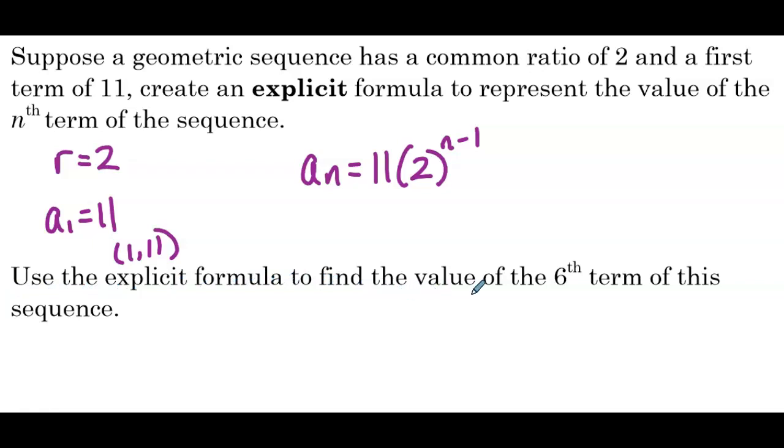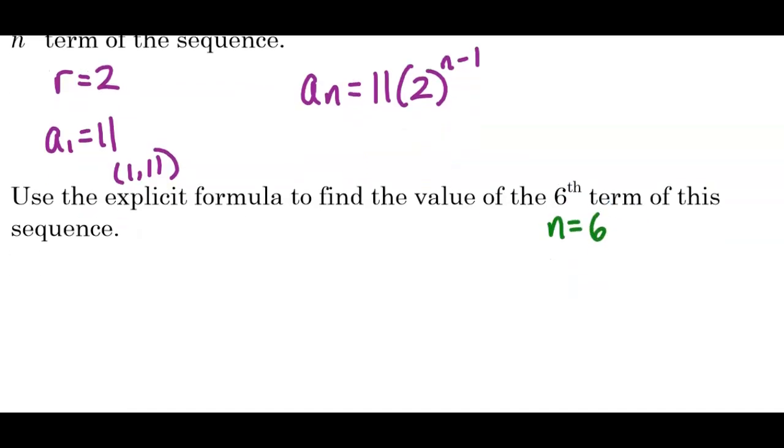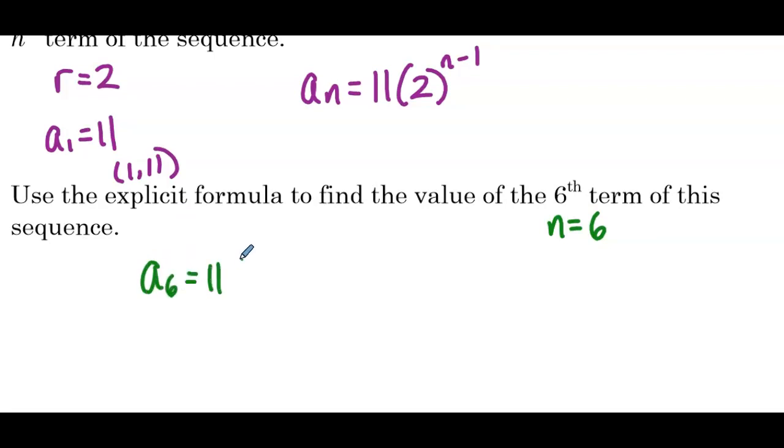Use the explicit formula to find the value of the sixth term of this sequence. Okay, so the sixth term, that's n equals 6. So we're going to plug 6 in for n, so a sub 6 equals 11 times 2 to the 6 minus 1. PEMDAS says we do that subtraction up in the exponent first. So 11 times 2 to the 5th.